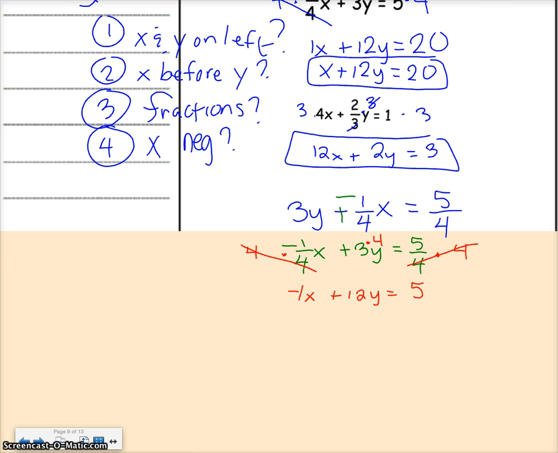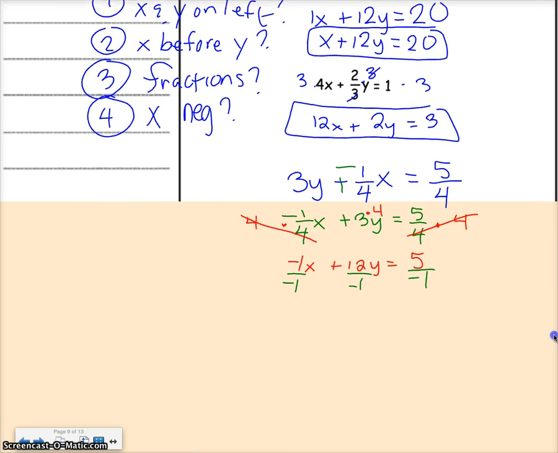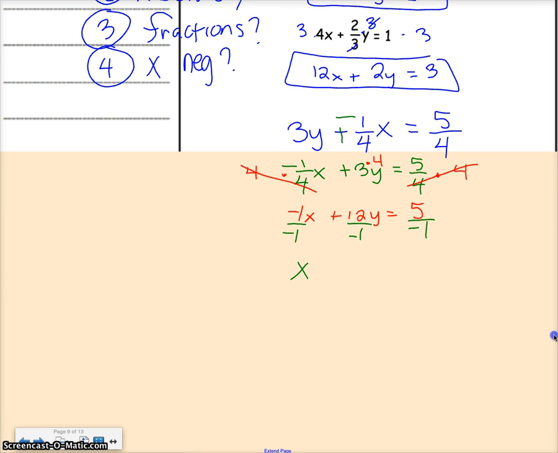Question 4, is x negative? It sure is negative. I don't want it to be negative. I want my equation to start out positive. So, in order to change that, I just divide everything by negative 1. And you get x plus a negative 12y equals negative 5. Don't you love this? Kind of not really though. x minus 12y equals negative 5 is your final simplified answer.